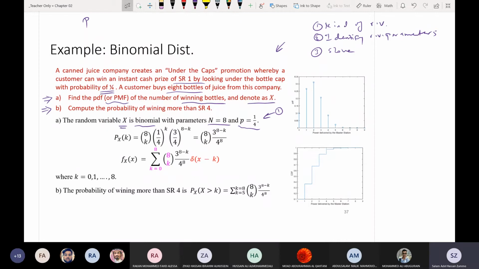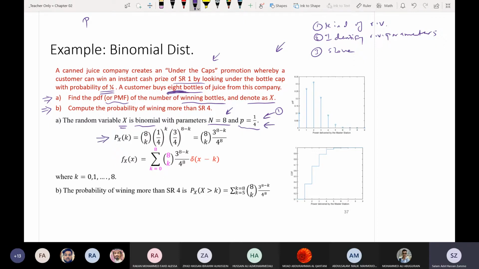So for the random variable here, we understand that it's either there is a 1 real or no 1 real. So it's basically a Bernoulli trial. We repeated it 8 times because he bought 8 bottles, so n equal 8, and the probability of having 1 real under the bottle cap is 1/4. And because of that, it's a binomial.